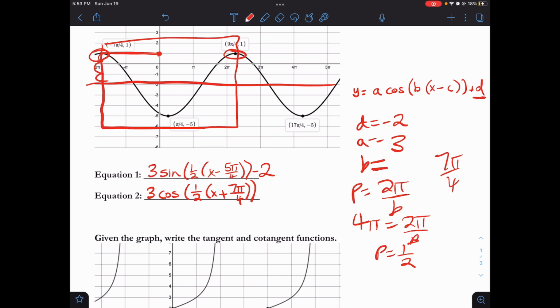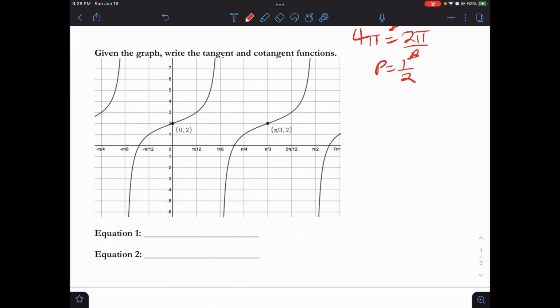7 pi over 4 minus 2. And those are our two equations. Okay, now we have to graph the tangent graph and the cotangent graph.